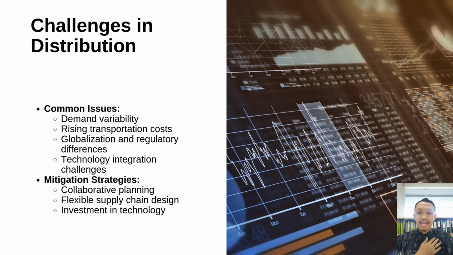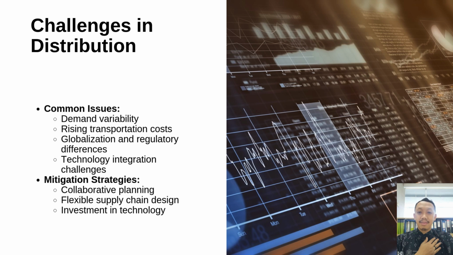In talking about mitigation strategies in distribution, there are 3 strategies that can be used. First, collaborative planning, working closely with suppliers, customers, and other stakeholders to align supply chain goals. Second, flexible supply chain design, creating a supply chain capable of adapting quickly to changes in demand, supply, or external conditions. Third, investment in technology, leveraging advanced systems and tools to streamline distribution operations.